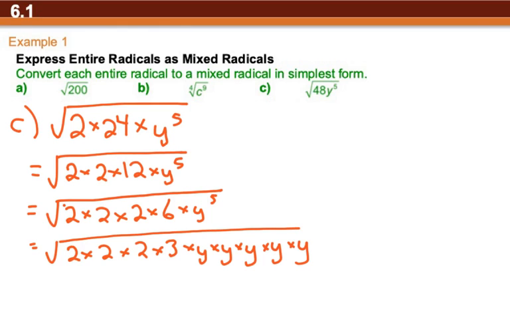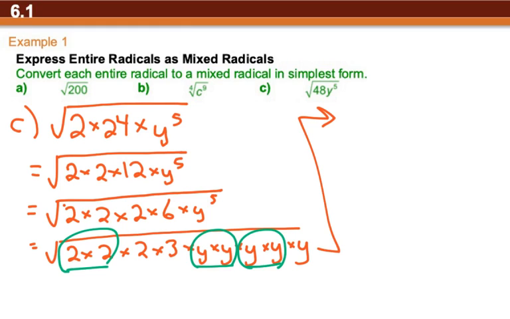So we've got this all factored out. Now we can take a look at grouping things off. We need to figure out what size of a group we need. Since there's no index in that notch, it has to be a square root. It means we're looking for groups of 2. So I have 2 2's, 2 y's here, 2 y's here. Those will come out and become coefficients on the root. So outside, we're going to have 2 times y times y.